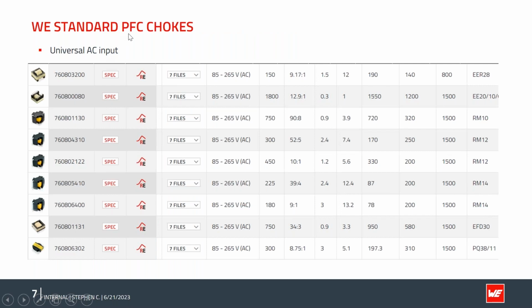So for the standard PFC choke series, for this kind of bobbin structure, we have a series that is designed for universal AC input, which is from 85 volt AC to 265 volt AC. And we offer a wide range of inductance and saturation current, which can fit with different switching frequencies. And the power rating is up to 250 watts.